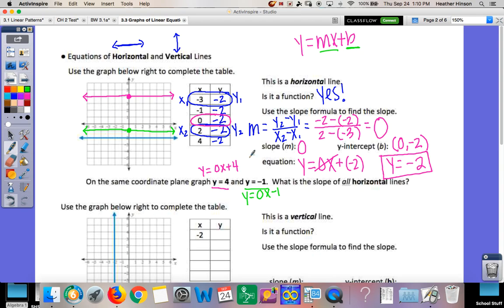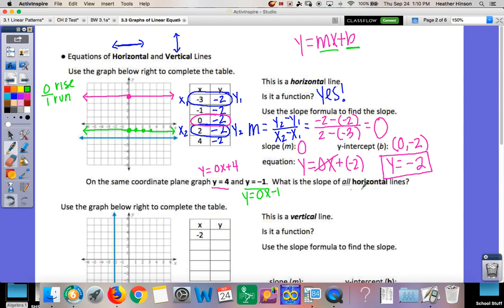Because your slope, if you were to make 0 a fraction, it's 0 over 1. So your rise is 0 and your run is 1. So we don't go up or down any, we just go over 1 and then over 1 again and over 1 again. So we don't have to rise. It's just going to be horizontal across your graph.